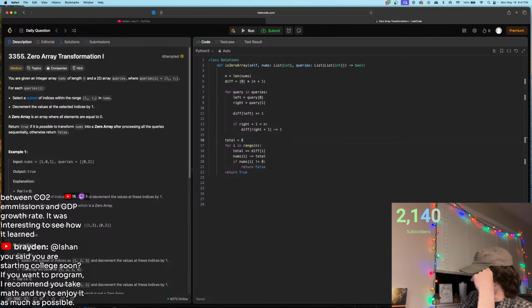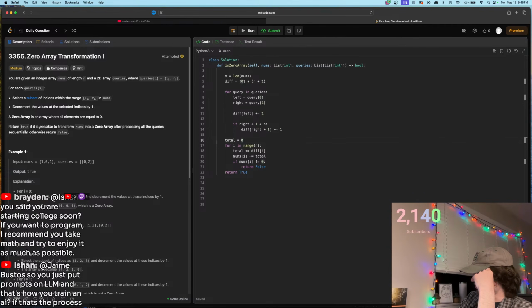Subtract 1 from the elements of L to R plus 1. Each query subtracts elements up to R plus 1. So n is the length of nums. Diff is 0. Don't even need this.